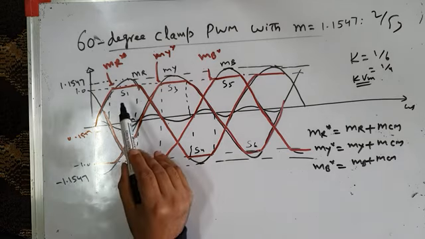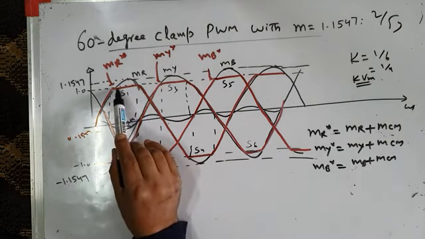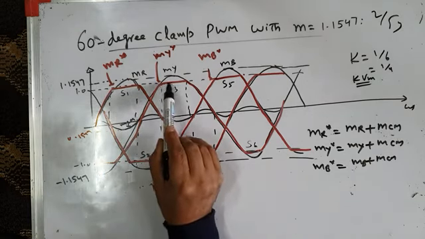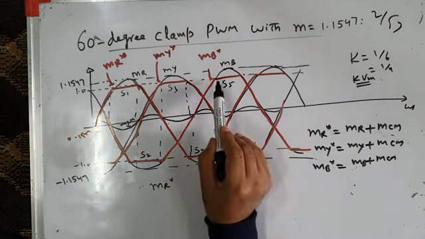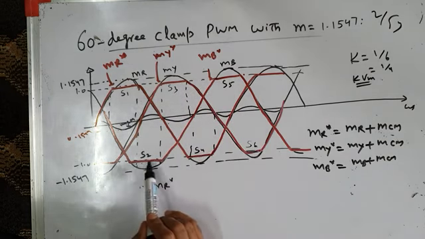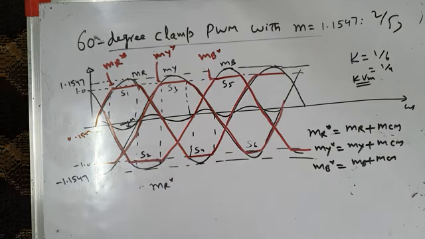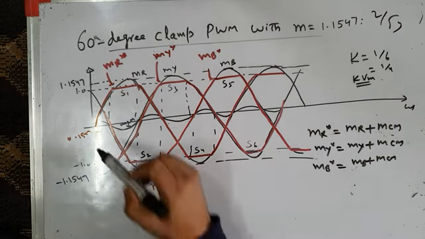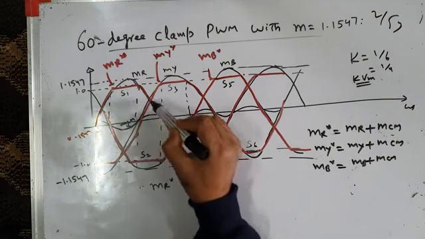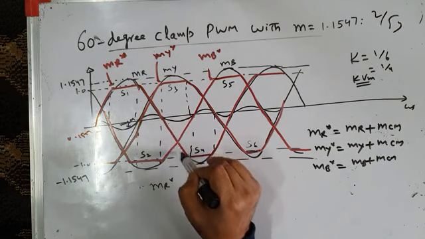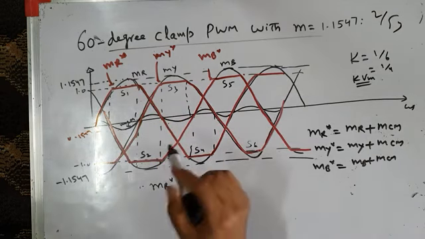So therefore S1 is on, it's conducting for 60-degree interval. S3 is also conducting for 60-degree interval. S5 is also conducting for 60-degree interval. Similarly, the bottom switches S2, S4, S6, they are also conducting for each 60-degree interval. So each switch is conducting for 60-degree interval. They are switching for 60 plus 60, 120 degrees in one half cycle, and then again 60 plus 60, 120 degrees in negative half cycle.